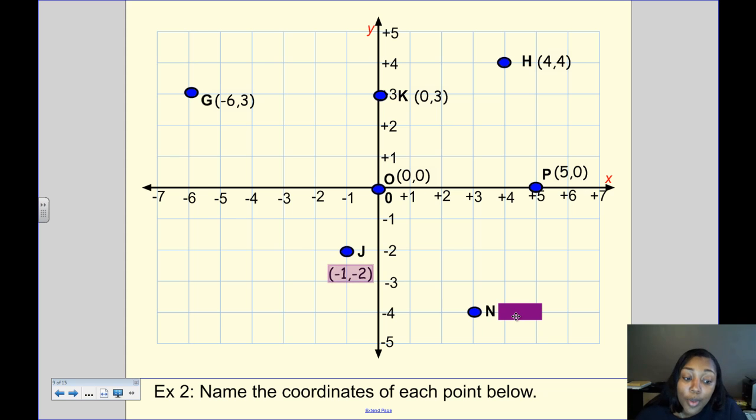And then our last point, N. We want to know where N is located. So the first thing we see is how far left or right did we have to go. So we had to go 1, 2, 3 to the right, so we're at +3, and then we had to go down 1, 2, 3, 4, so we're at -4. So we had to go to the right 3 and down 4. So that means our ordered pair will be (3, -4). And just keep in mind, when you are finding the coordinates of each point, the x coordinate has to come first, then the y coordinate.